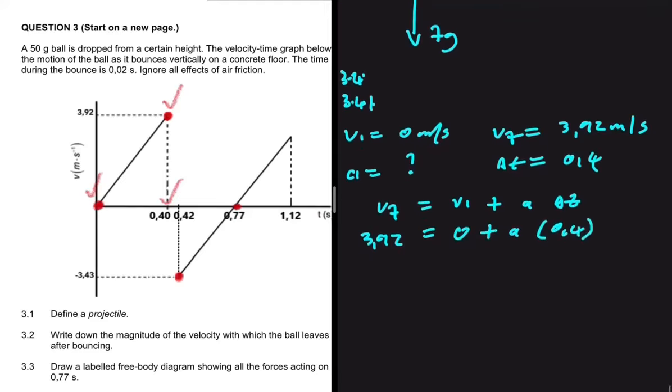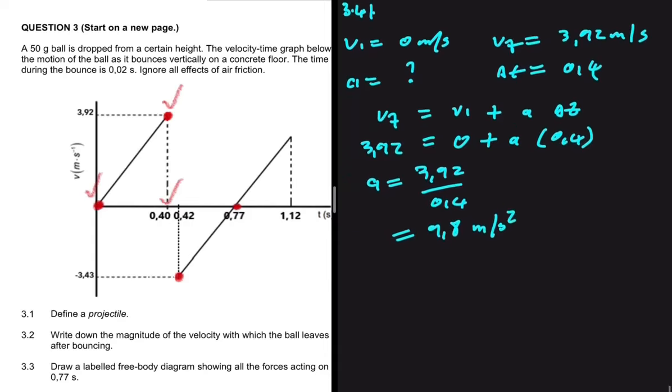It's easy to see now that a is just equal to 3.92 divided by 0.4, of which if you put in your calculator, you're going to get 9.8 meters per second squared. So that is our acceleration using equations of motion.